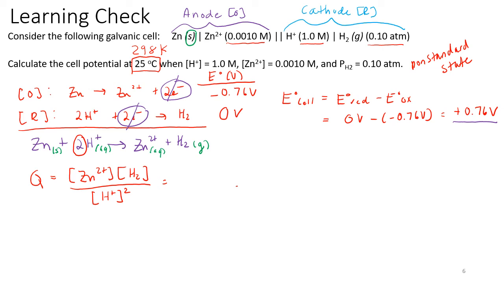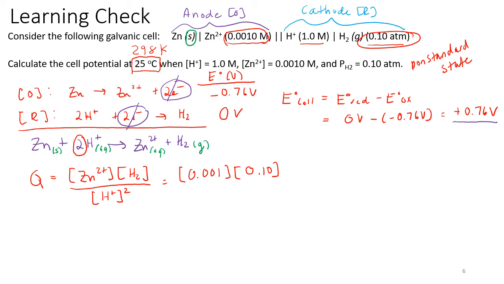Now we take our non-standard state concentrations and partial pressures and we plug them in to our reaction quotient calculation to actually get a value for Q. So for zinc 2+, we were told at the very top that the concentration is 0.001 molar. And for hydrogen, we're going to plug in the partial pressure that was given. That's 0.1 atmosphere. And I'm not going to include units.